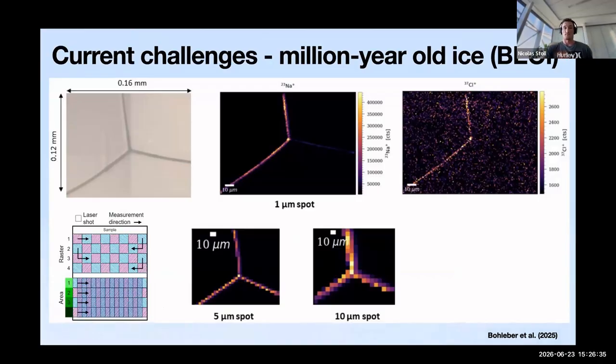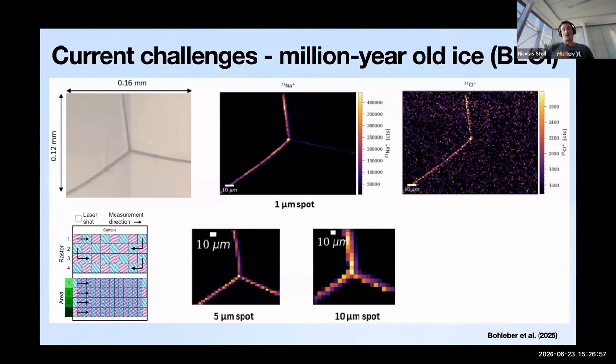It looks pretty noisy here, and of course it's not a high resolution image if you really blow it up, but you can really see the difference between 1 micrometer in the middle and, for example, 10 micrometer, which is already a very good resolution. And you can really go into detail here and look on the micrometer scale what is happening on the ice.